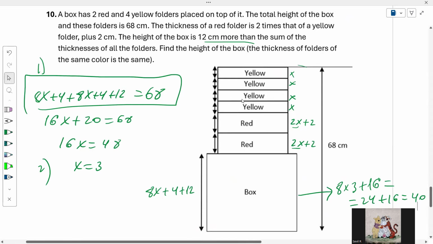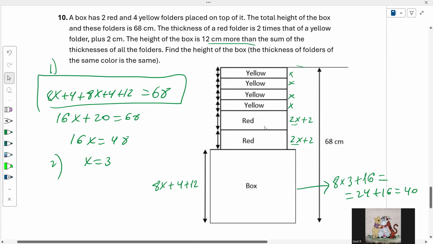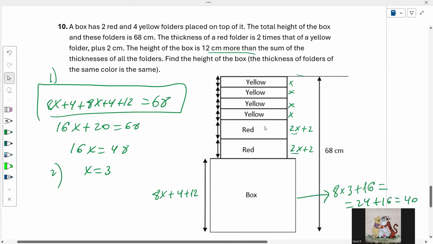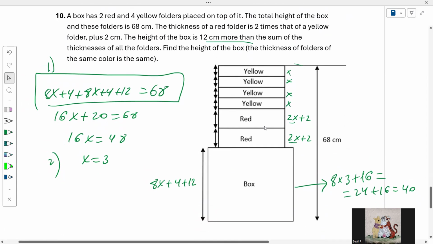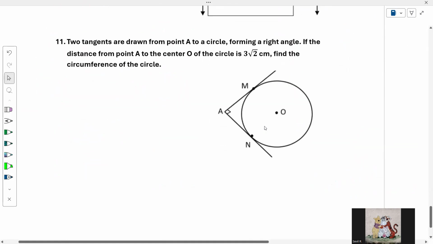Guys, there is some flaw in this question. Something is extra here. If you figure it out, well done. Without one piece of information, we can still solve this question, but you can analyze it for yourself. What information is extra here? No need for that information. I'm going to number 11.